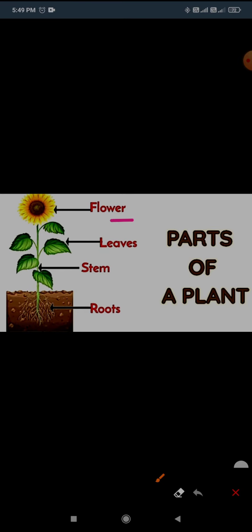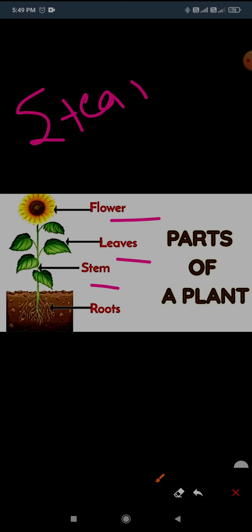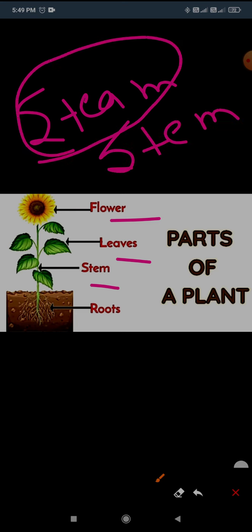That is flower, leaves, stem. Some of the students pronounce it as steam, so there is a difference between stem and steam. This is steam, the gaseous form of water, and this is the stem. This is the part of the plant that helps the plant to stand in an upward direction.